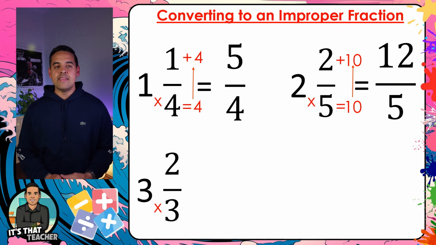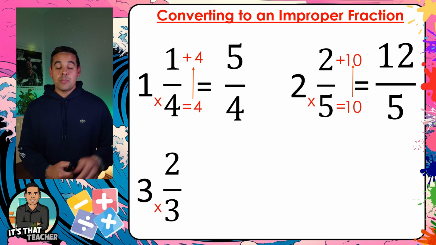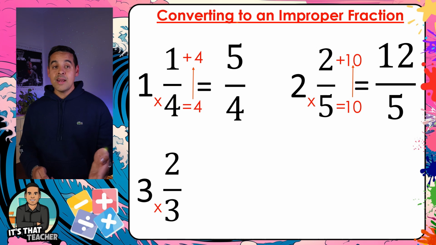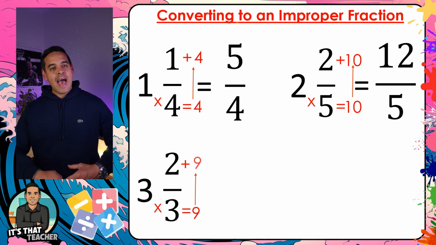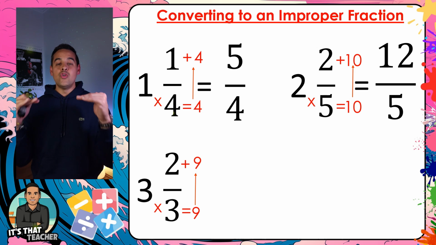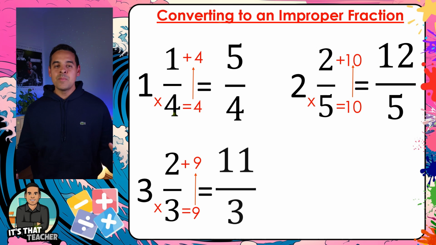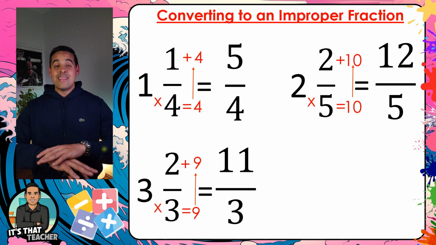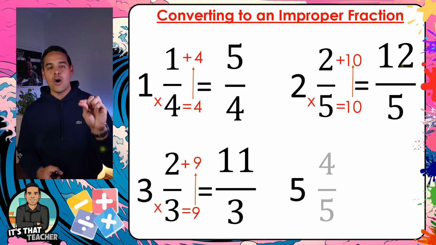The next question is 3 2/3. Now we need to multiply our whole number by our denominator, 3 times 3 equaling 9. Don't forget, we need to add the 9 to our numerator, which is our top number. Now 2 plus 9 is 11. We do not change the denominator at all. So your improper fraction here is 11/3.